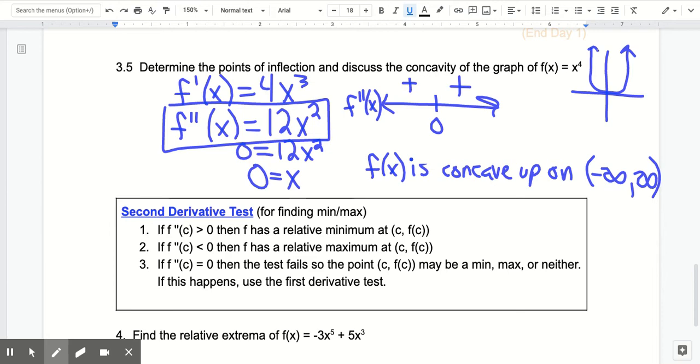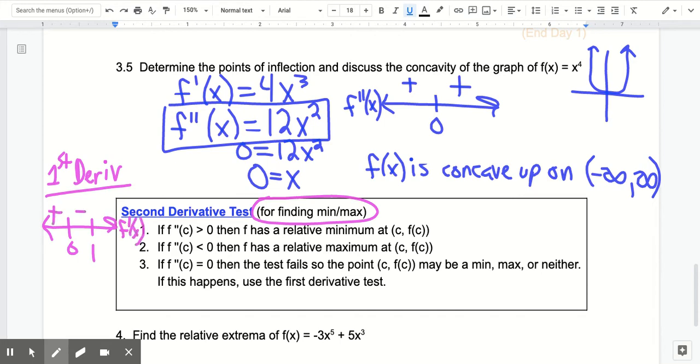Now, I want to move into what's called the second derivative test. The second derivative test is for finding minimums and maximums. We previously in this chapter did the first derivative test. So to do the first derivative test, remember we found the first derivative and we found our critical points. Those were potential minimums and maximums. And we put our critical points, let's just say they were these, and we plugged into the first derivative and we decided where it was increasing and decreasing, and where it changed.